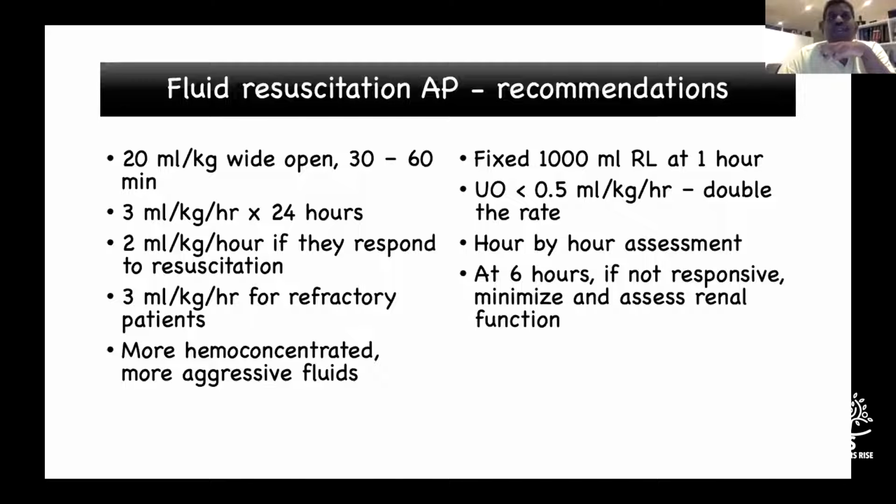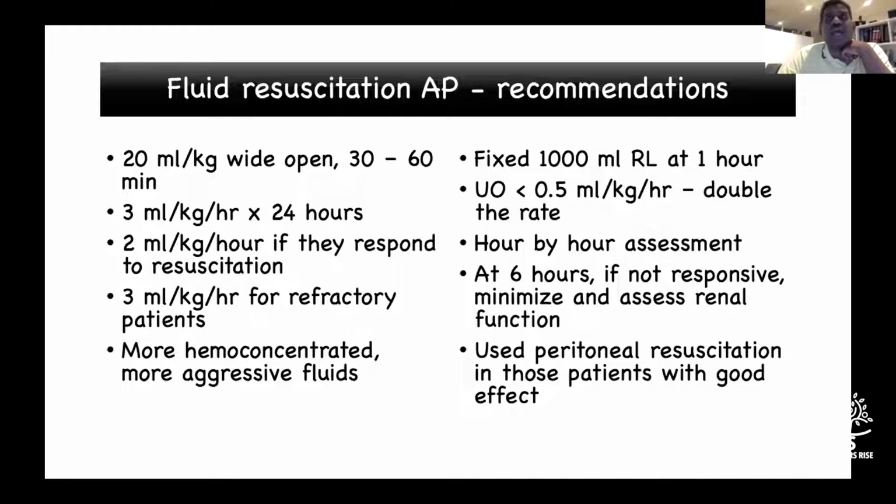At 6 hours, if the patient is not responsive, we used to minimize and assess the renal function. And some of those patients who have not responded, we have used peritoneal resuscitation using a method very similar to peritoneal dialysis. These patients also recovered very well and maintained a very good fluid balance.